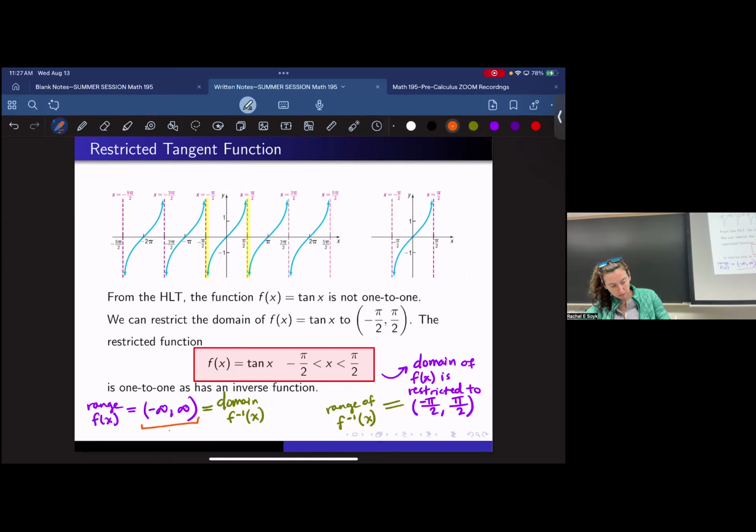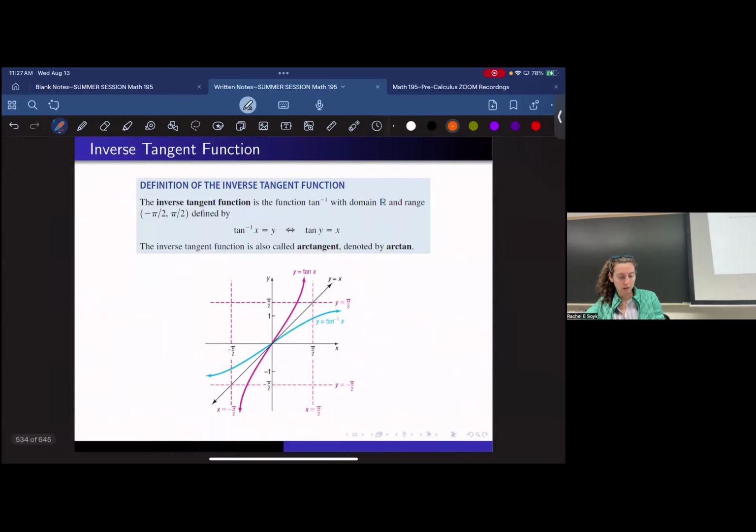I'll put it as all real numbers too, which is what we have over here. Domain of inverse, all real numbers. Range of inverse, negative pi over 2 to pi over 2. Graphically, what does this look like? Our red is our original function, and then our blue is that reflection over our line y equals x. And we're done.